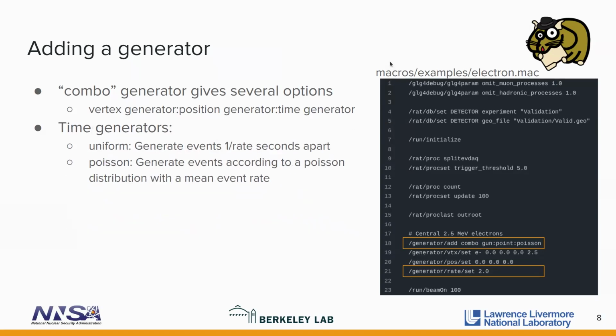And then last, you specify your time generator, which determines the time assigned to events when they're generated in your file. So in this case, we use a Poisson distribution, which will generate events according to the rate that you set. You can also use uniform, where it will just create an event every however much time apart based on the rate you give it. I guess I should probably also mention that this last command tells you how many events to run. So in this macro, we would be simulating 100 electrons.